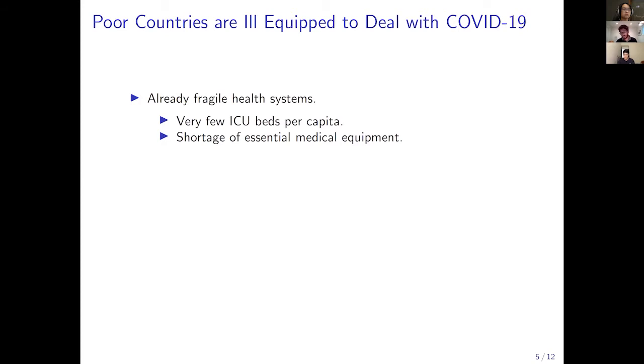But as I mentioned in the introduction, the virus is a challenge to all countries, regardless of how poor or rich they are. But developing countries face a particularly difficult challenge.